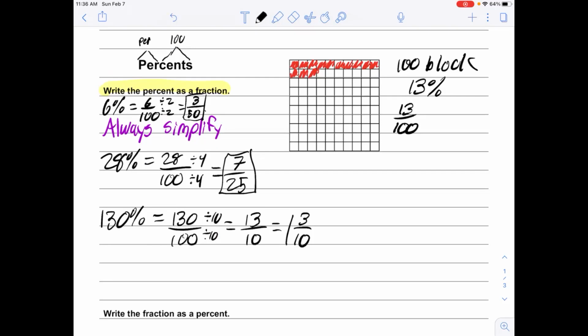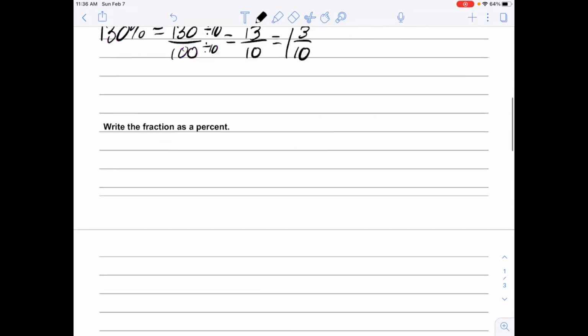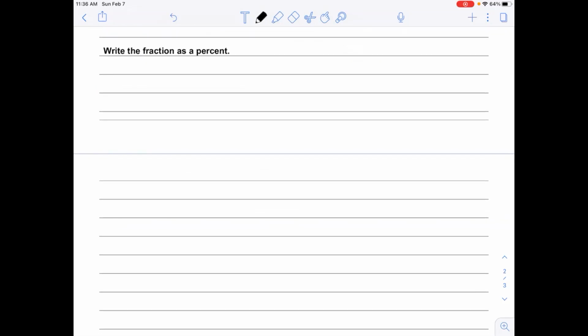So now we need to be able to go the other way. We want to be able to write a fraction as a percent. So let's say that we had the fraction 13 over 25. What we're going to do is turn this into a percent using a proportion. Our friend the proportion is going to come up all of the time. He's a very, very helpful friend.